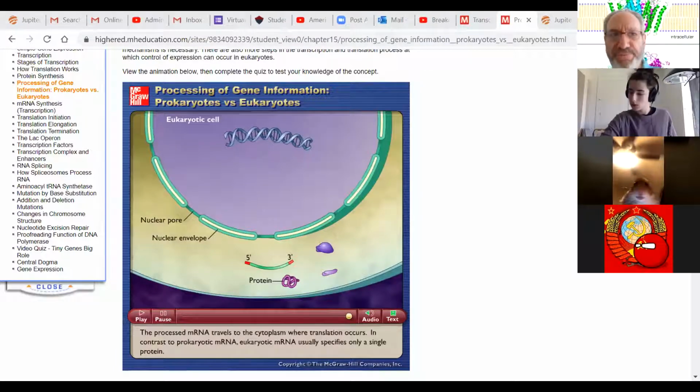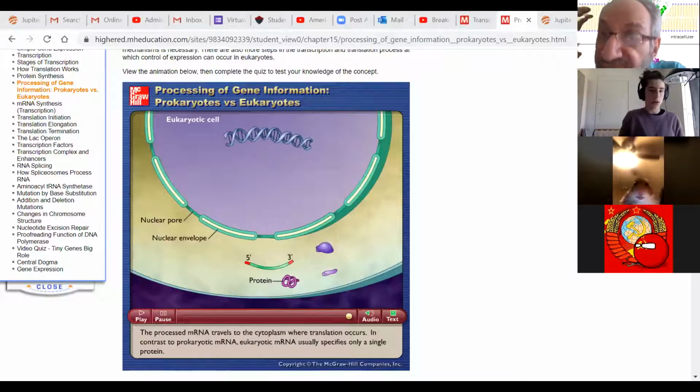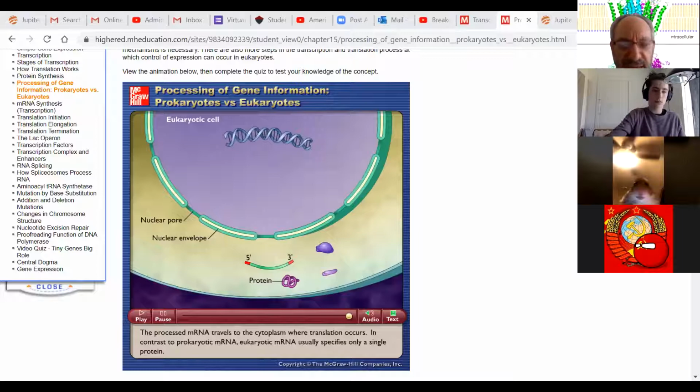Okay, go ahead. What region of the eukaryotic cell does splicing and editing take place in? Isn't there a specific region within the nucleus? It takes place in the nucleus. I don't know if there's a subregion within the nucleus. I don't know the answer to that question. Okay, thank you. But it does take place in the nucleus, right, as we saw.